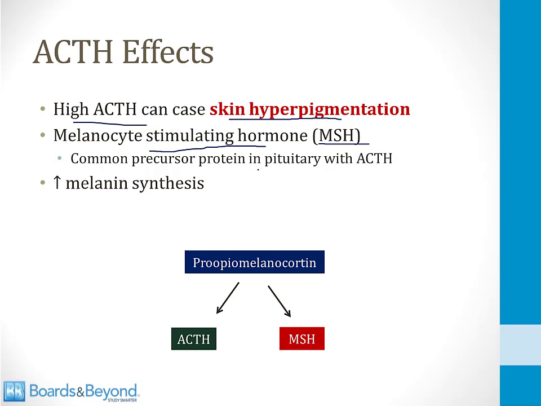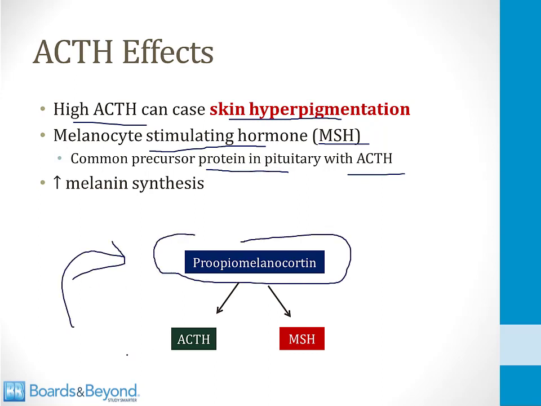This hormone shares a common precursor protein in the pituitary gland with ACTH. That precursor is called pro-opiomelanocortin, so when lots of this is being made to synthesize lots of ACTH, that can also lead to high levels of MSH, and that can increase melanin synthesis and darken the skin.